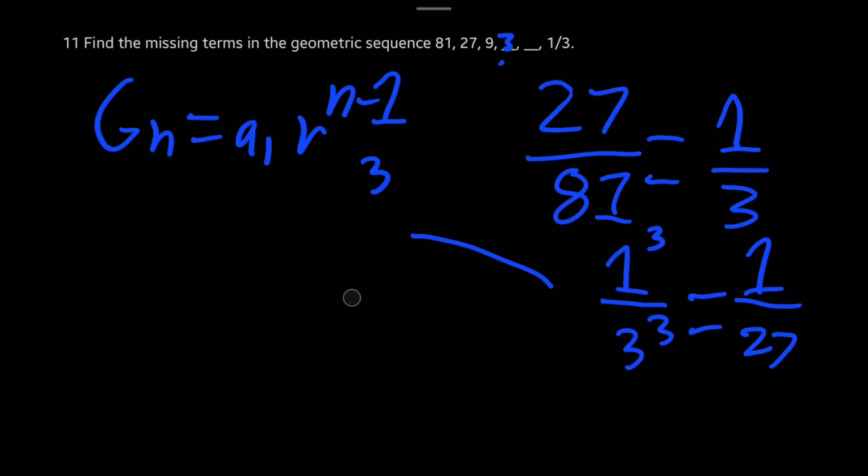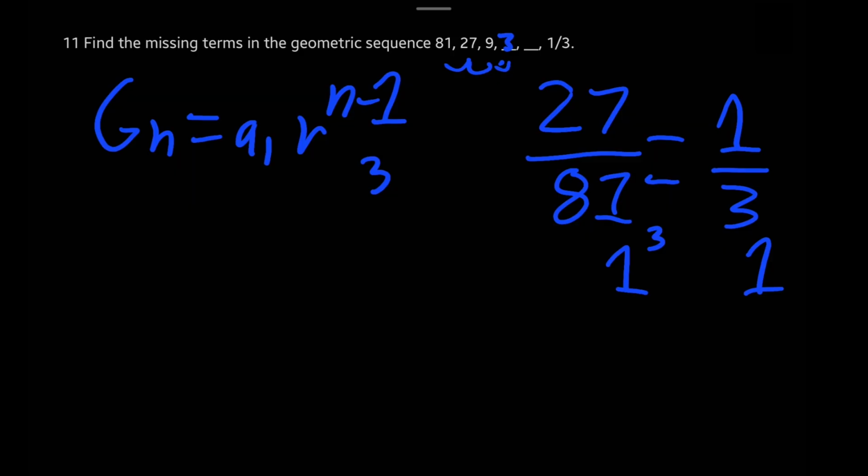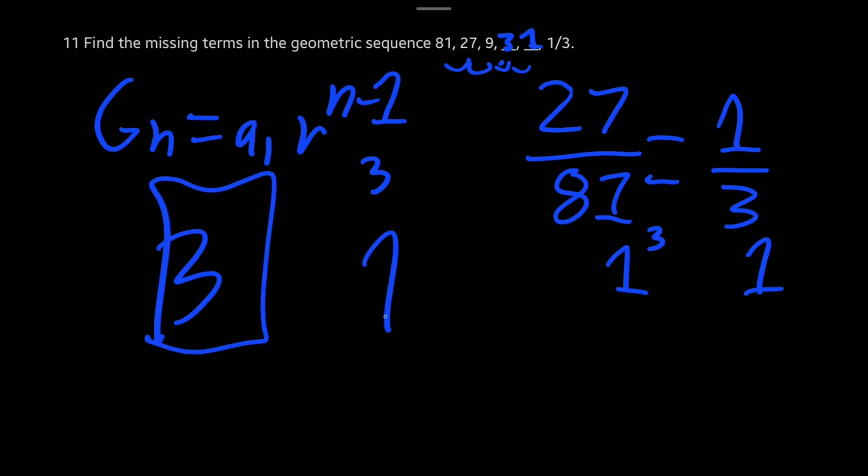Now again, we could use that formula all over again, or what we could do is actually see the pattern. 81 divided by 3 would be 27. 27 divided by 3 would be 9. 9 divided by 3 would be 3. And 3 divided by 3, yes, it would be 1. And 1 divided by 3 would be 1/3. So our answer would be, the missing terms are 3 and 1.